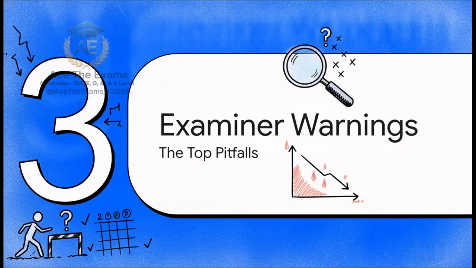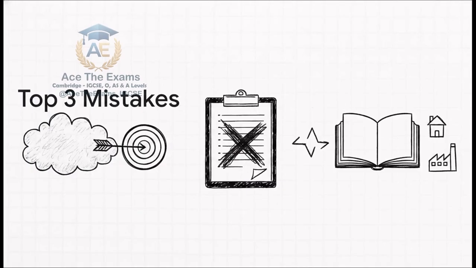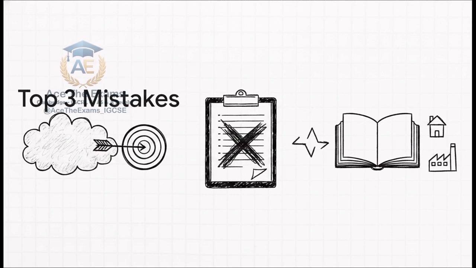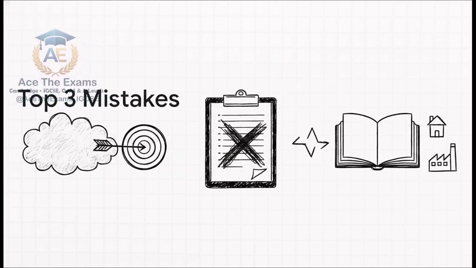Section 3. Critical Examiner Warnings. The top pitfalls. All right, time for a reality check. We need to look at exactly where students are bleeding marks year after year. Let's look at the red ink. Here are the top 3 mistakes pulled directly from the examiner's own notes. Mistake number 1, answers are simply too vague. Saying forward chaining moves forward is not going to cut it.